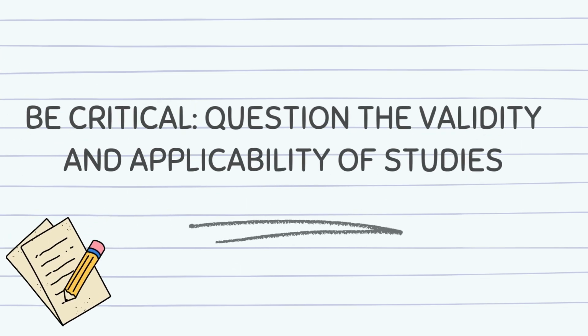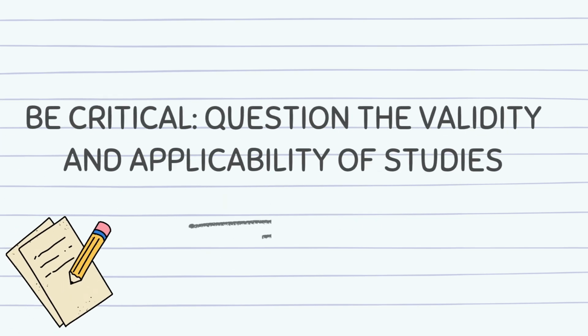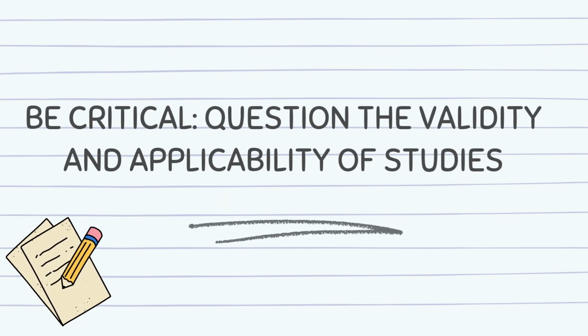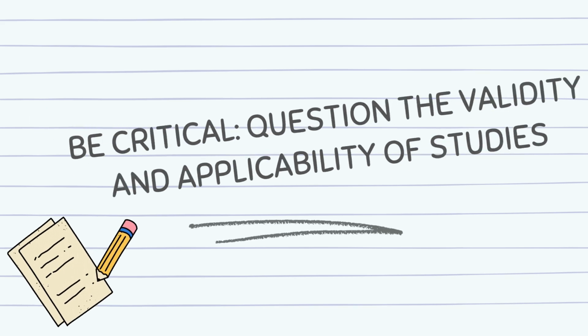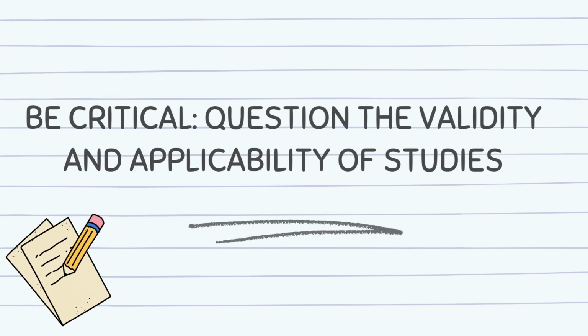Challenges in being critical and how to overcome them. Challenge: difficulty identifying biases. Solution: check funding sources and author affiliations. Challenge: struggling to analyze methods. Solution: review basic research methodologies. Challenge: overwhelmed by conflicting studies. Solution: compare sample size, design, and analysis methods. Challenge: fear of criticizing experts. Solution: remember, academic debate is necessary for progress.